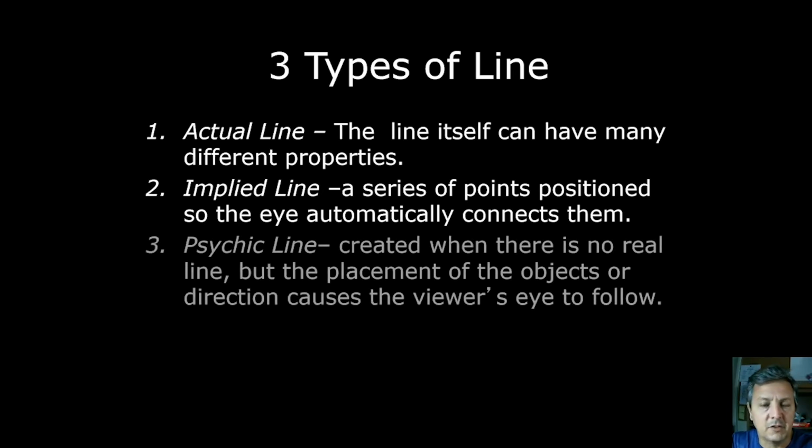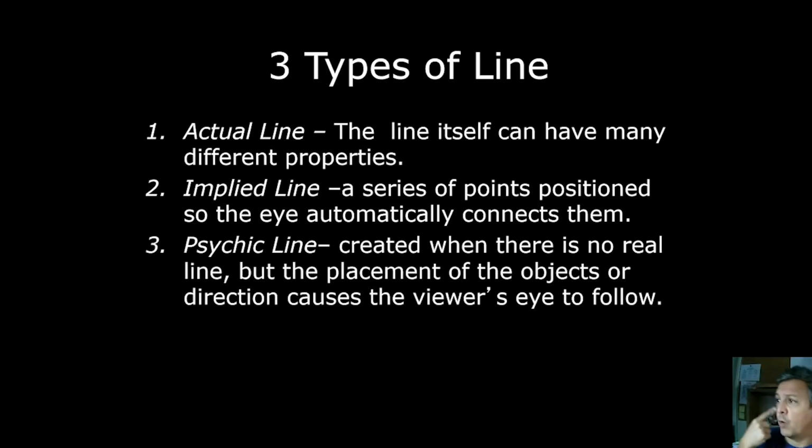And then we have the psychic line. This line could be like pointing at something, or where your eyes are looking, or arrows or directions. These all create psychic lines. So it's not a line that is actually there, but a line that is there cognitively, that mentally you see it there.